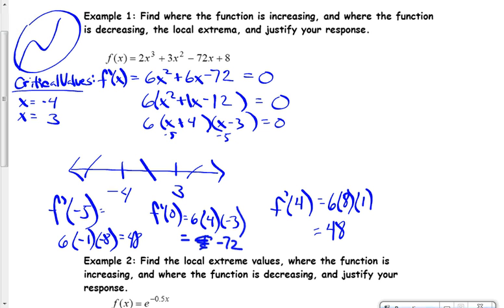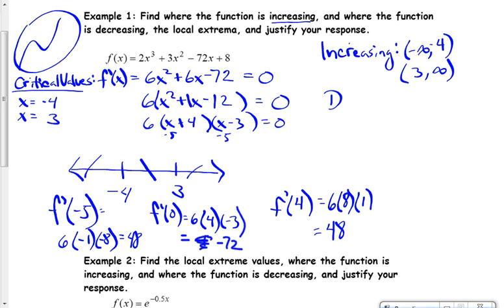Let's answer our question now. We've done most of the work. Let's answer our question and defend it. It asks us to find where the function is increasing. It is increasing on what intervals? Negative infinity to -4. Do I include -4 or not? No, because is it increasing at -4? No, it's horizontal. It's got a horizontal tangent. It is also increasing on the interval from 3 to infinity.